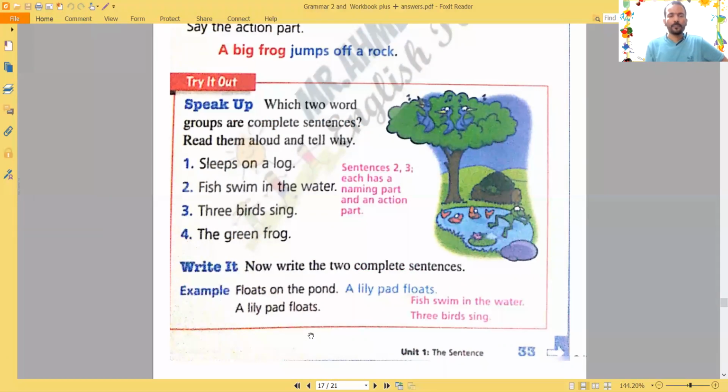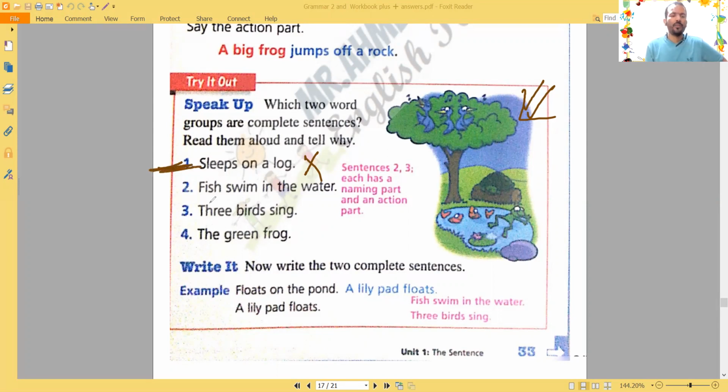Here, the first question asks, which two word groups are complete sentences? Read them aloud and tell why. Number one, sleeps on a log. We will ask about this picture. You have to notice the picture properly. Sleeps on a log. Is it a sentence? No. Why is it not a sentence? Because we don't know the naming part here. What sleeps on the log?